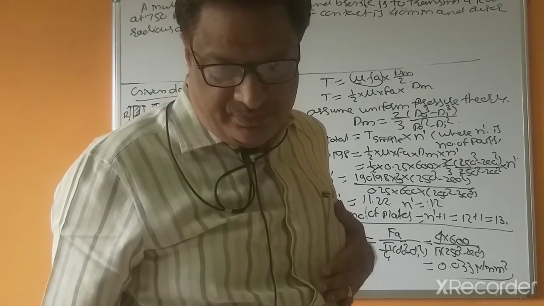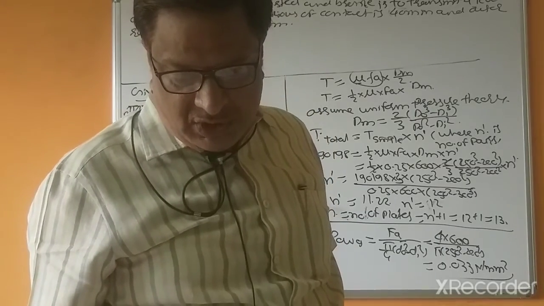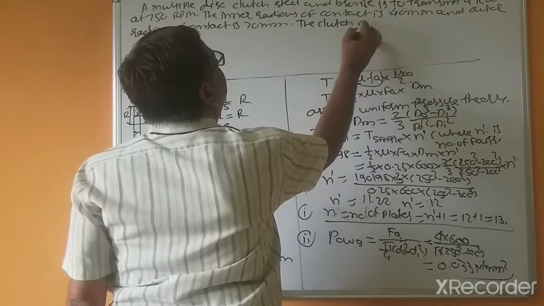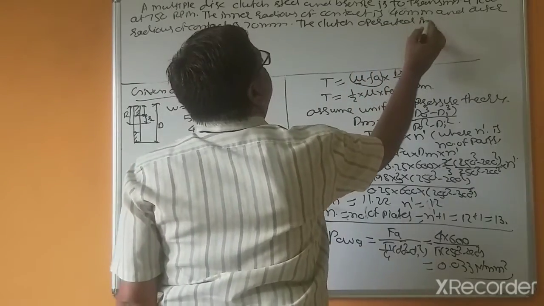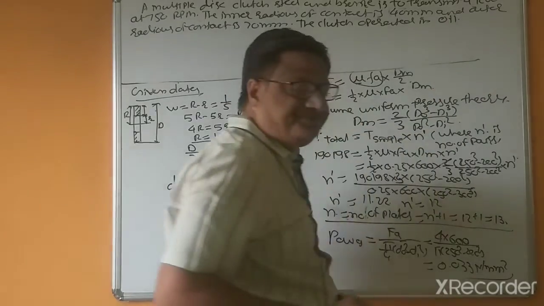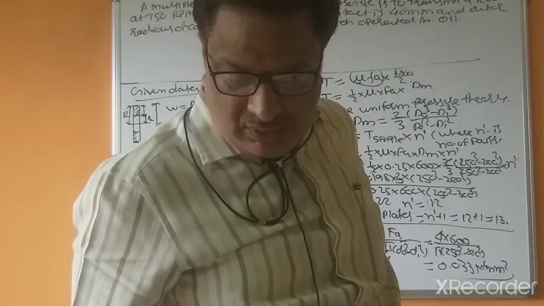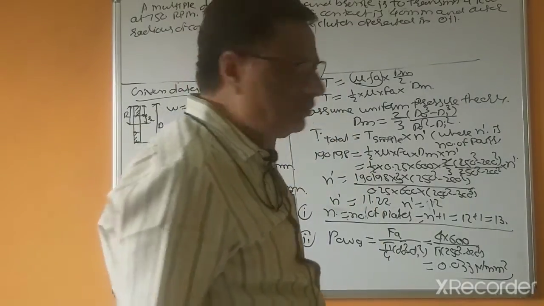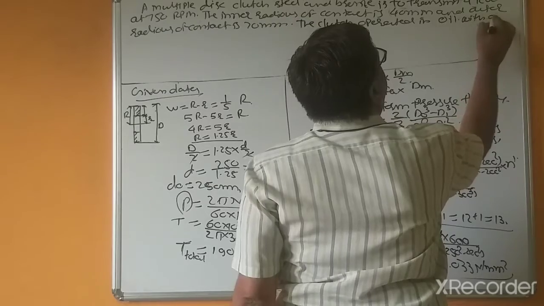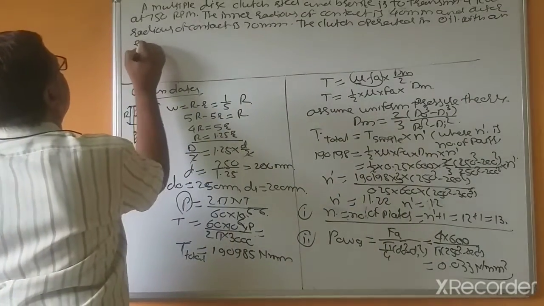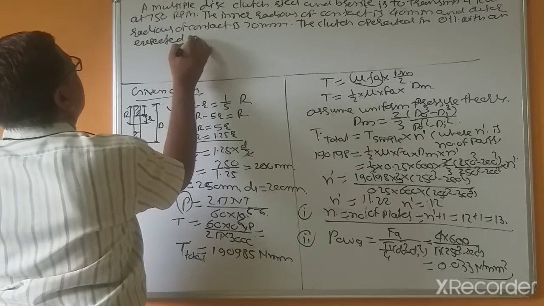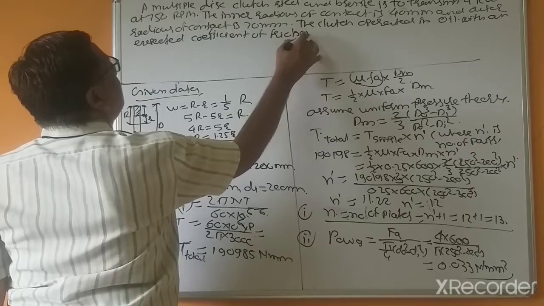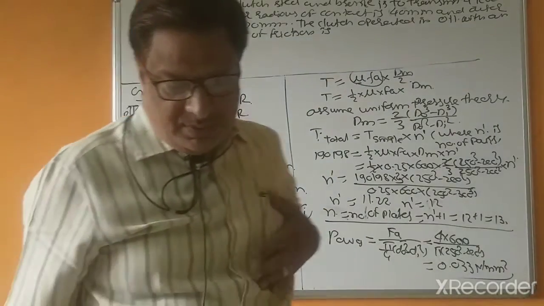The clutch operates in oil with an expected coefficient of friction. The clutch operated in oil, because oil is used in the clutch plate, in oil with an expected coefficient of friction of 0.1.